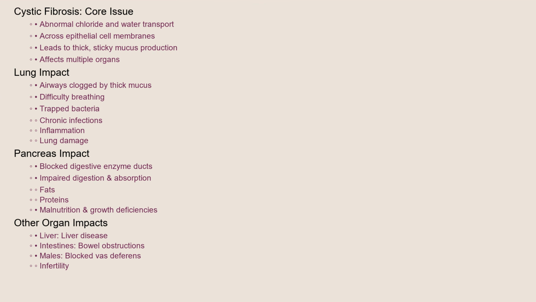In the pancreas, the thick mucus blocks ducts that carry digestive enzymes to the intestines, impairing the digestion and absorption of nutrients, especially fats and proteins. This malabsorption can lead to malnutrition and growth deficiencies. The liver and intestines can also be affected, leading to liver disease and bowel obstructions, respectively. In males, the vas deferens, the tube that carries sperm, is often blocked by mucus, causing infertility.